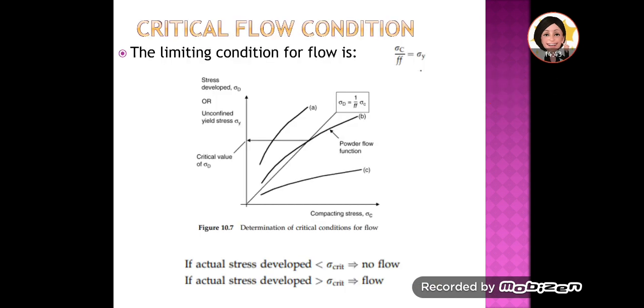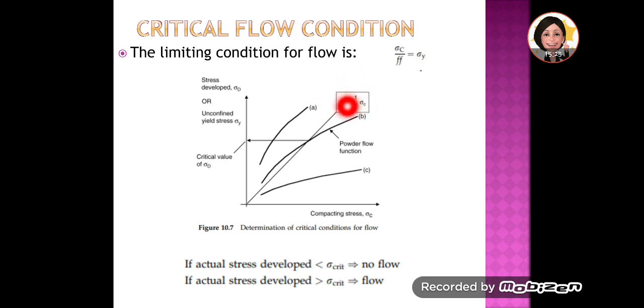This figure will actually tell us under which condition flow will occur for a specific powder in the hopper. If, let's say, the powder has a yield stress, either sigma y or sigma d, greater than sigma c over FF, that means it is greater than this line. This line indicates when it is equal.